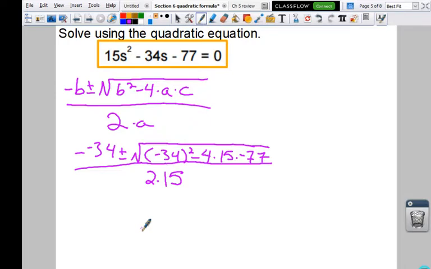Wait, so we're what? Negative 34, right? Yes. And then squared. Yep, put it in parentheses. Okay. 1,156. Minus 4. Wait, are those multiplying? Yes. Times 15? Times 34 times 2? Times negative 77? Times 30. Divided by 30.